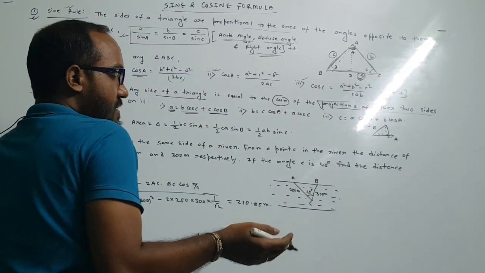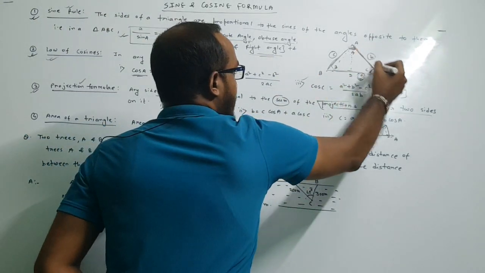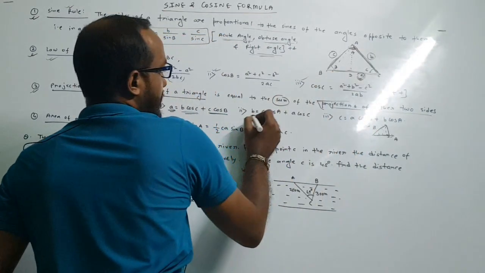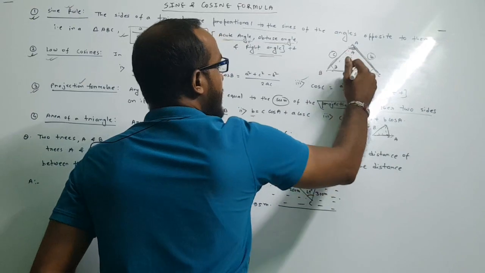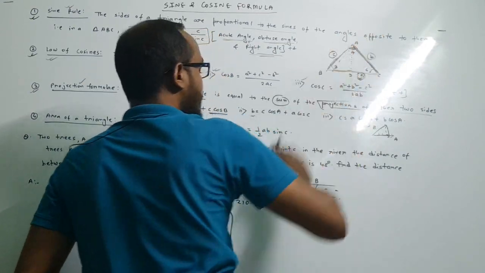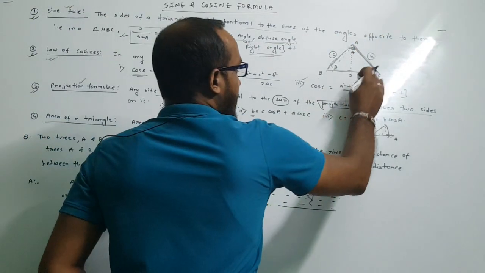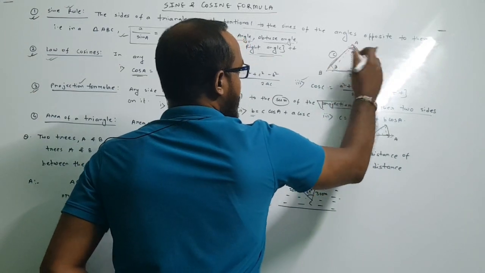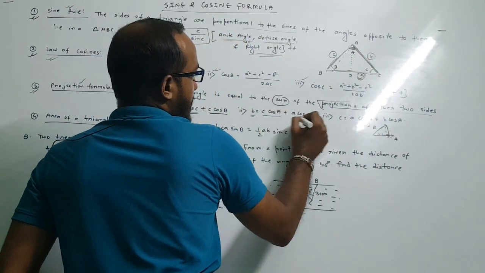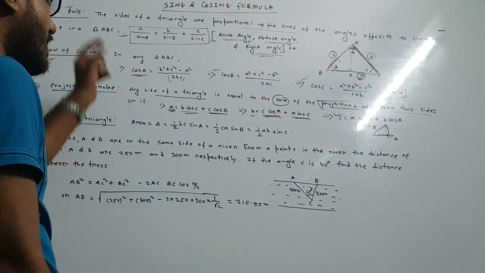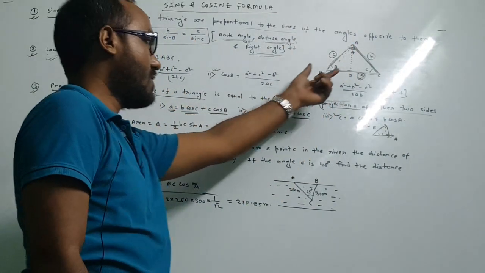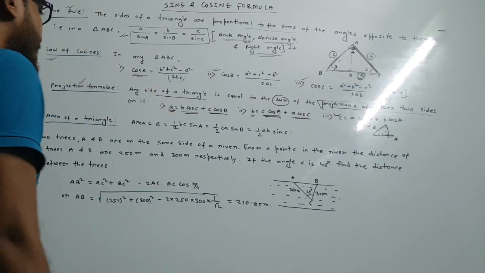Let us apply for another side. We want to find this side, B side. That means we want to find out the projection of other two sides on that B. So B would be A cos C plus C cos A. Similarly for side C also. These formulas are not difficult, but you have to remember the triangle, how you can apply this formula.